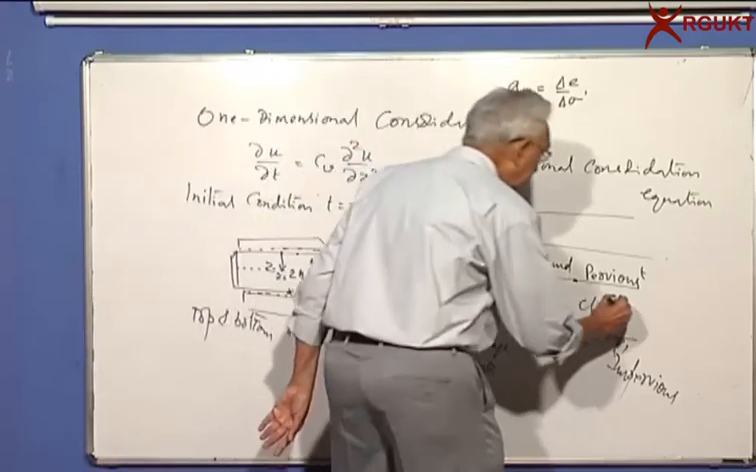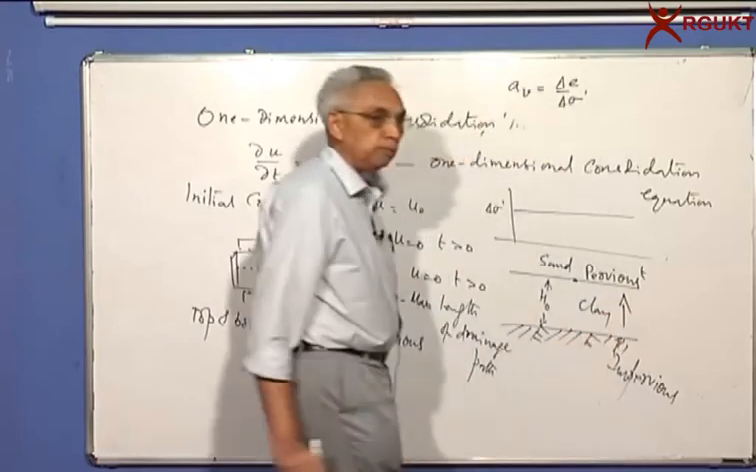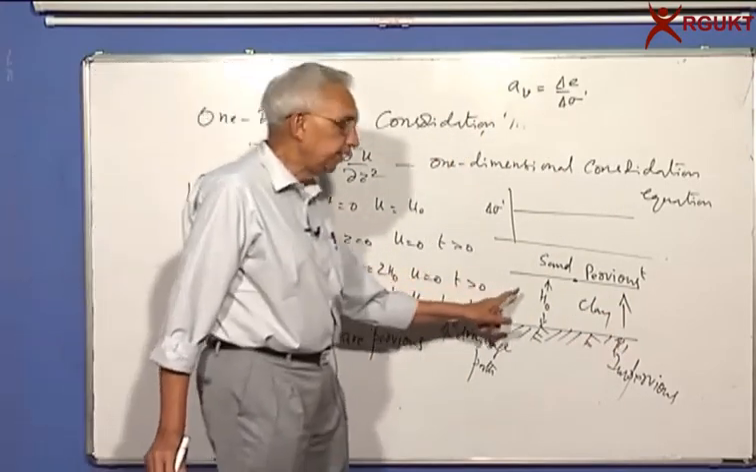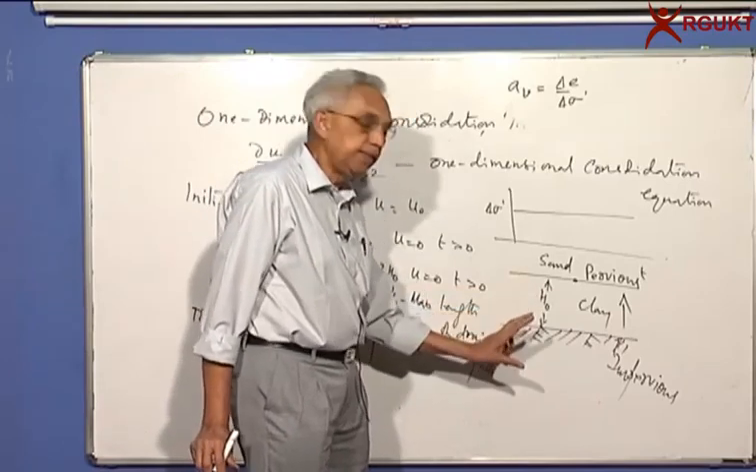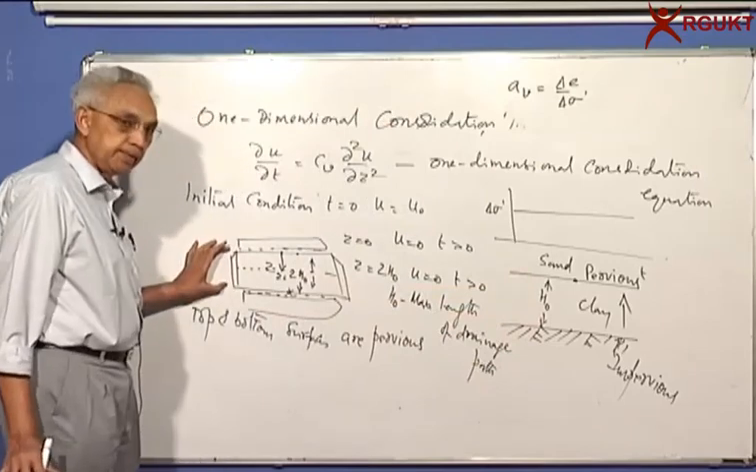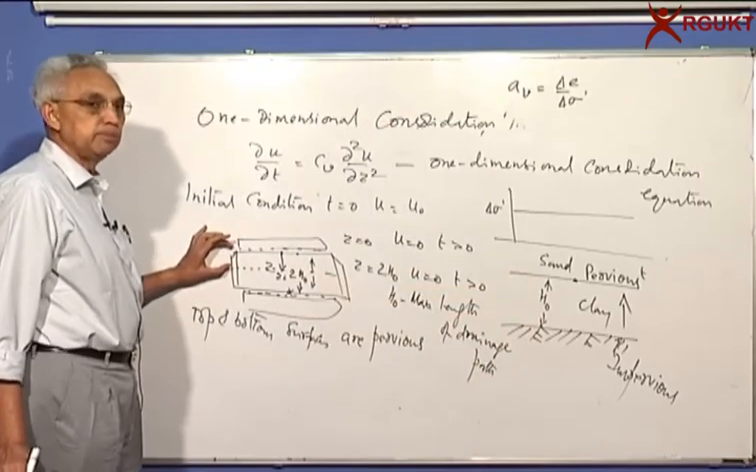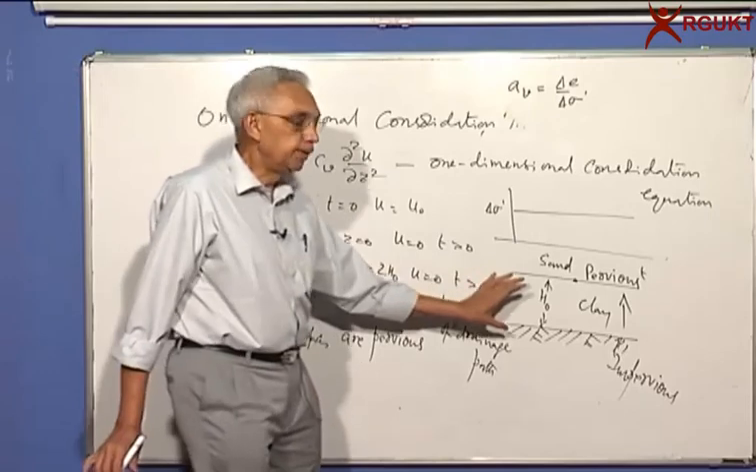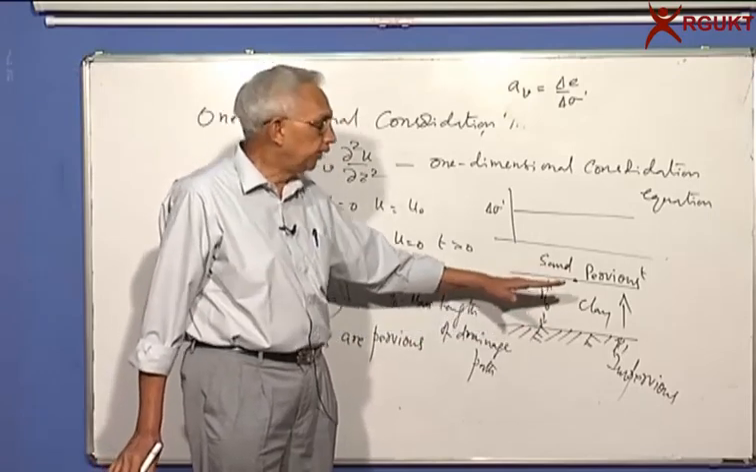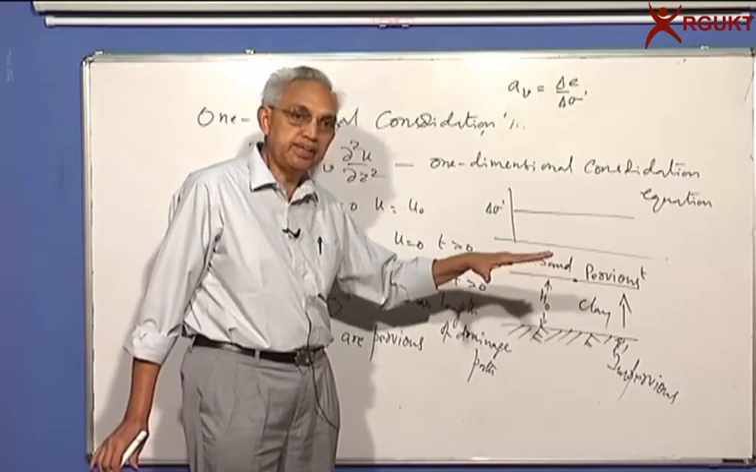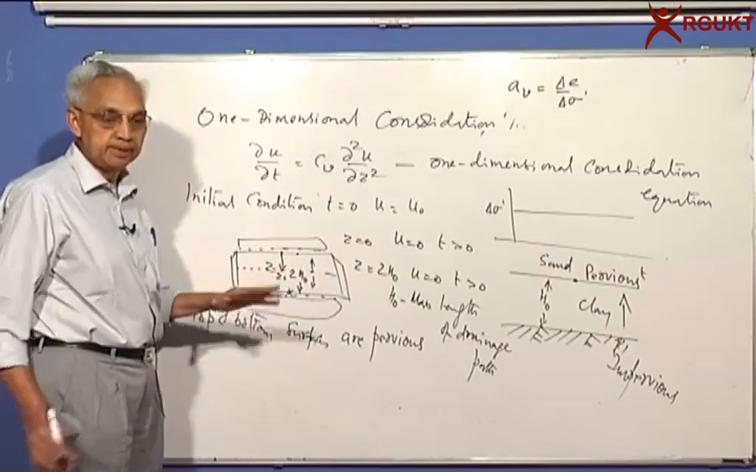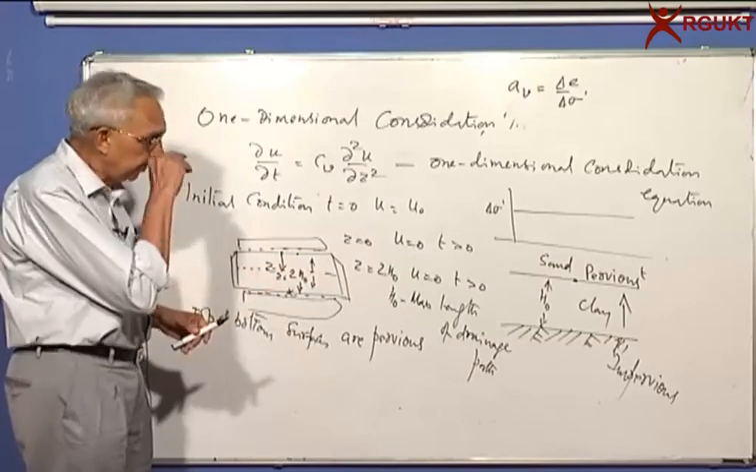In the single drainage case, all the flow will be upward and there will be no flow downward. The same solution can be applied to this provided you equate the maximum length of the drainage path. Suppose this is 5 meters, then 2.5 meters is the maximum drainage path. Here if it is 5 meters, 5 meters is the drainage path. The 2.5 meter double drainage is exactly the same as 5 meter single drainage. So this is a very interesting way you can look at the problem.